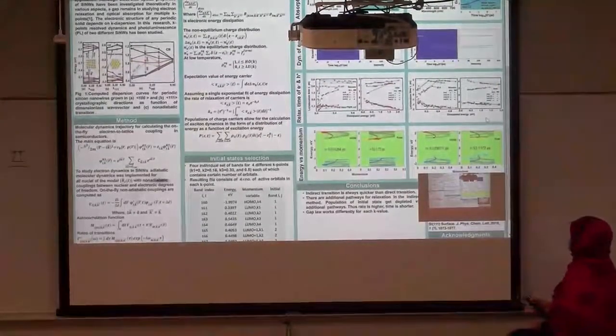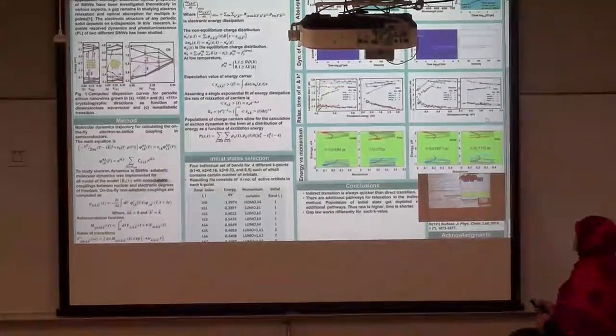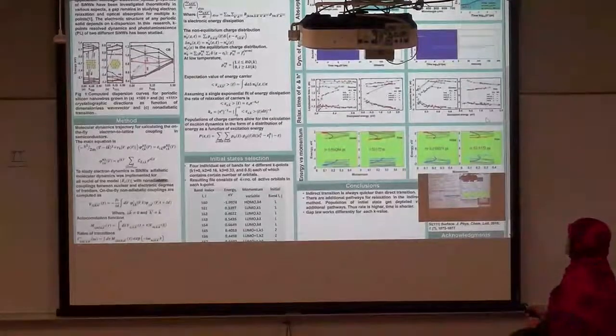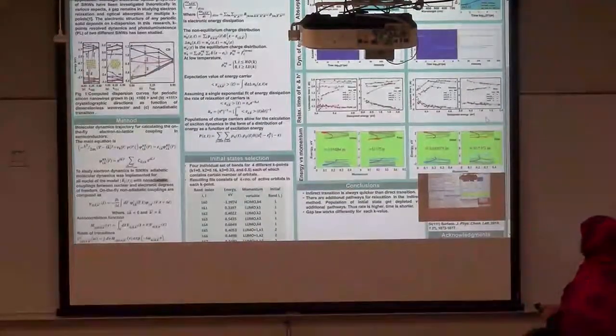This is the relaxation rates for electrons. These graphs are for relaxation rates of holes. There is a difference between these two graphs. Here we considered only 10 states below HOMO and 10 states above LUMO. But here we consider 10 states based on the highest oscillator strengths.